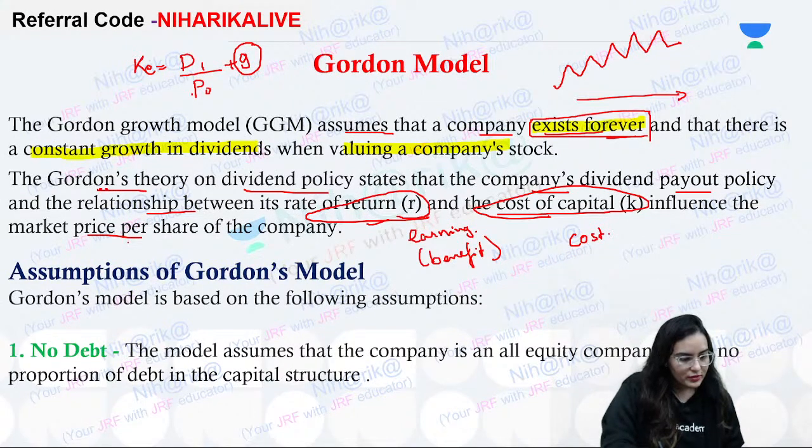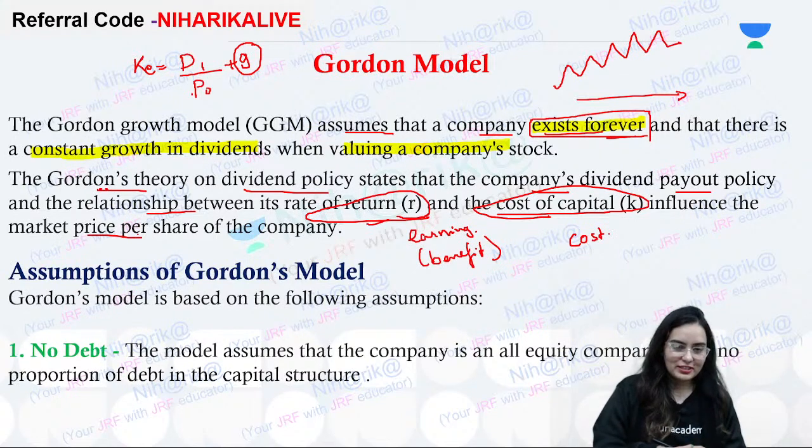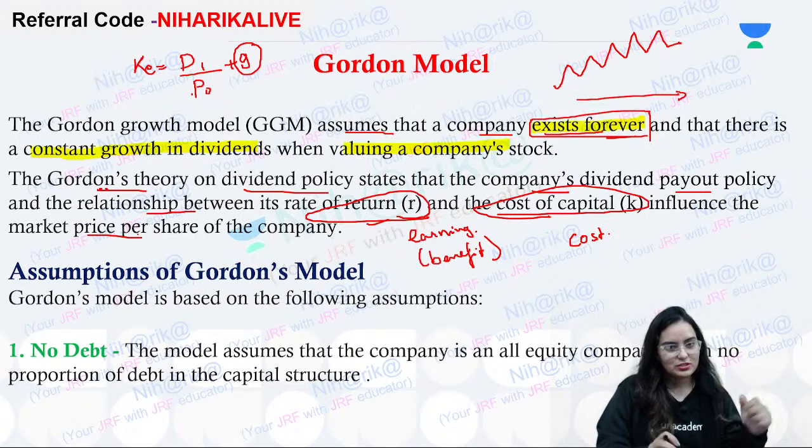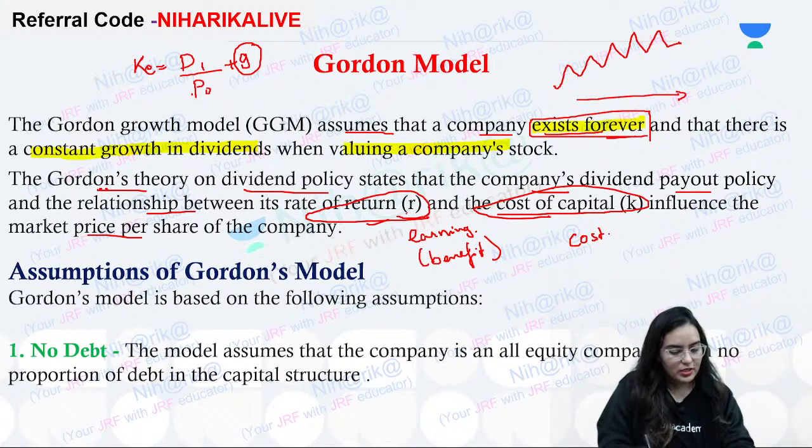Ma'am, always confused. In what? In D1, D0. Okay, so that's great, Priya. You have entered the correct class. I will tell you about D1 and D0 and how to recognize them in the question also. Don't worry about it. See, D1 is your current dividend, and D0 is your last year's dividend. So we'll do the question accordingly. Priya, are you on Unacademy Plus?